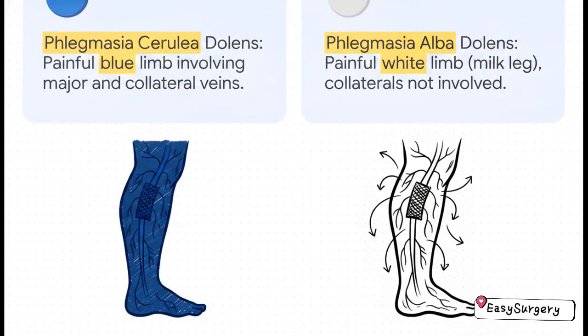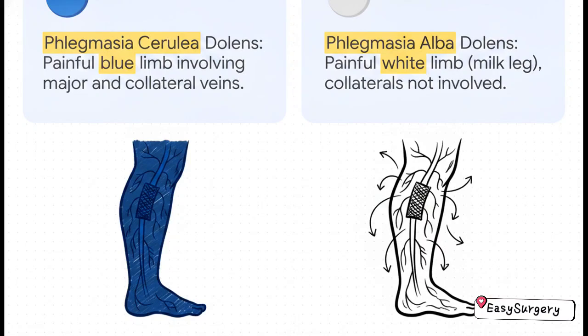Now, when DVT isn't silent, it usually presents in 2 starkly contrasting ways. On one hand, we have phlegmasia cerulea dolens, which literally translates to a painful blue limb. This happens when the major axial veins and the collateral veins are completely thrombosed or blocked up, which can rapidly progress to venous gangrene. Pretty scary stuff.